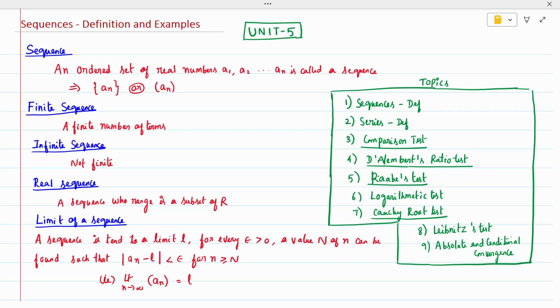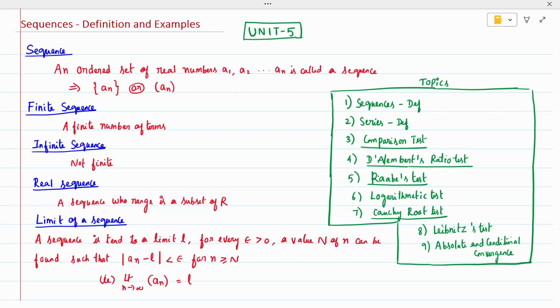So now the topic is sequence. A sequence is nothing but an ordered set of real numbers a1, a2, etc., an. It is called a sequence. We can write it in braces as {an} or in open brackets (an). There are some types of sequences. Finite sequence, from the name itself everyone can understand, means a finite number of terms. Infinite sequence means it is not finite.